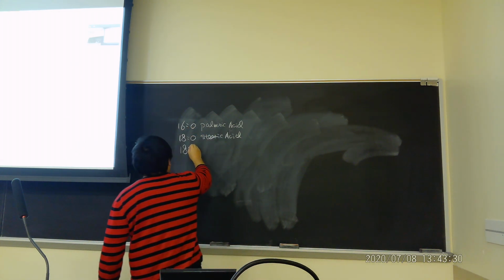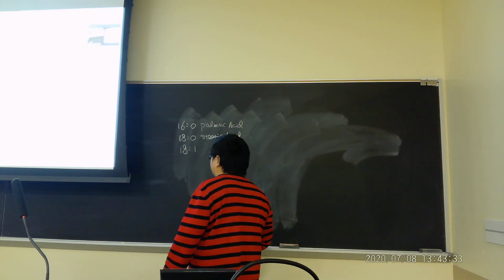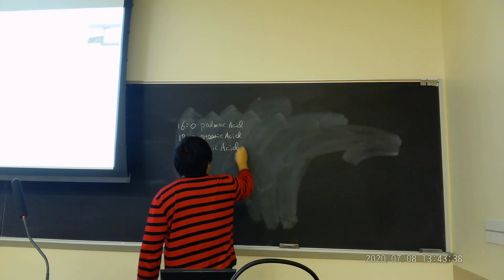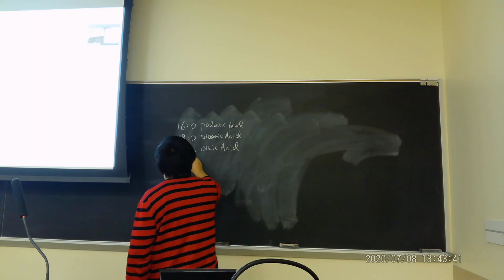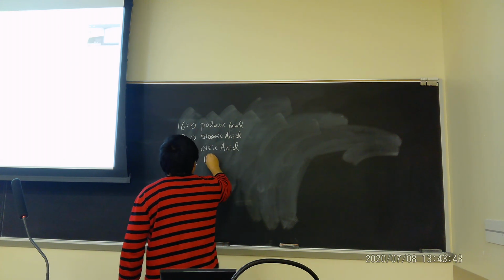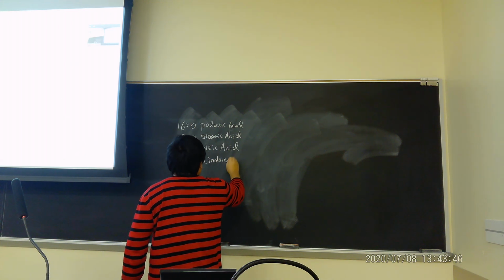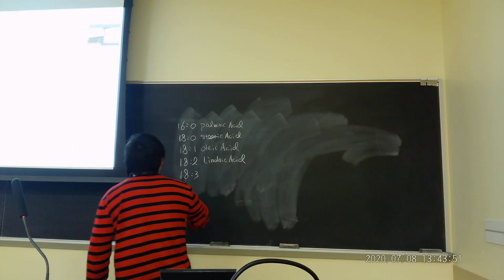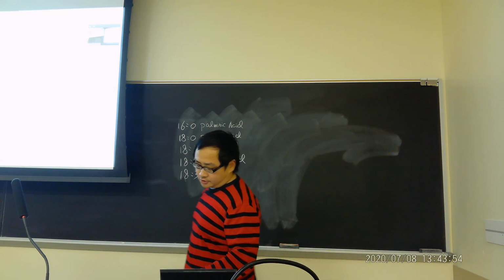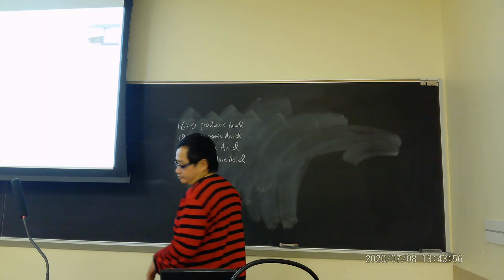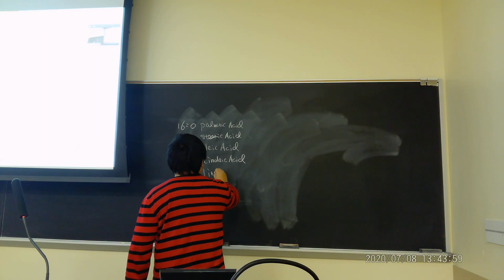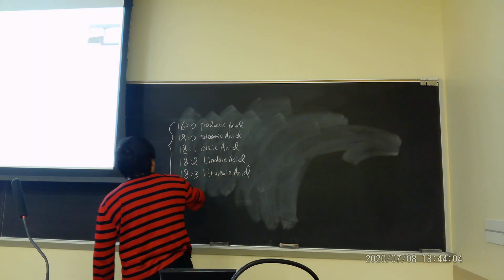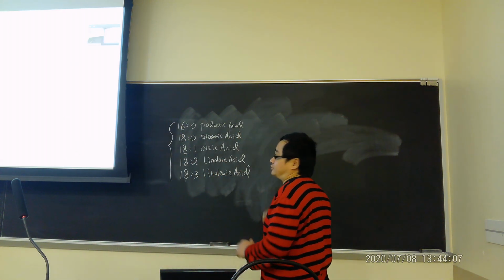Then 18 carbon, and we have 1 double bond. This is called oleic acid. And then 18 carbon, we have 2 double bonds. This is linoleic acid. And if it's 18 carbon, 3 double bonds, well, I want to make sure it is correct. This is linolenic acid. So these basic things you need to have an idea what they are.